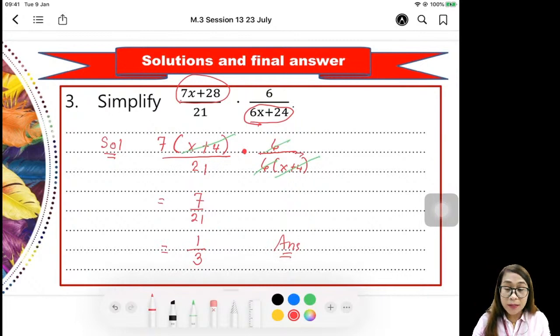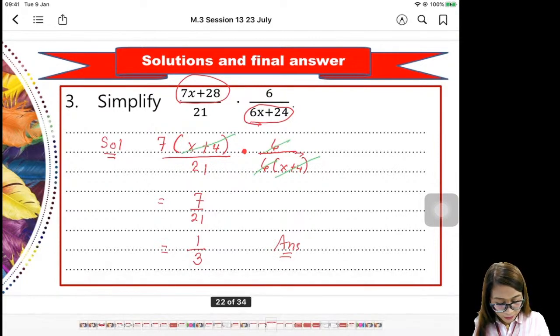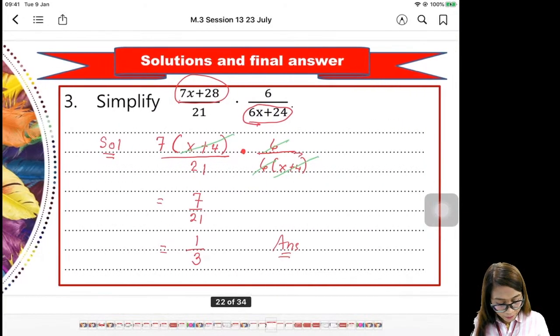Okay, so this is now the answer. If you have questions, you may approach me in the office if you are free. I'm willing to help you if you have questions about math. Okay, next is number 4.